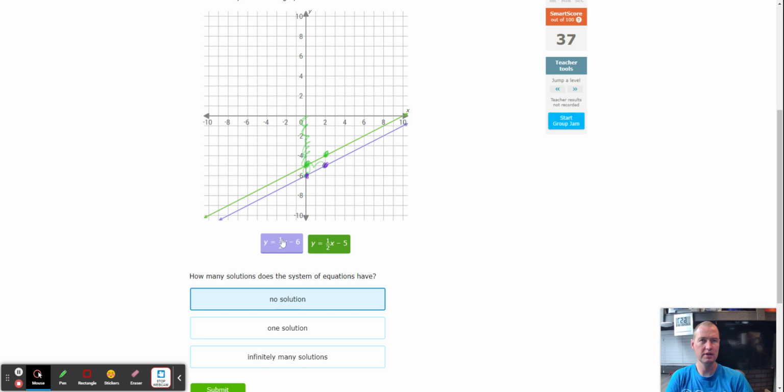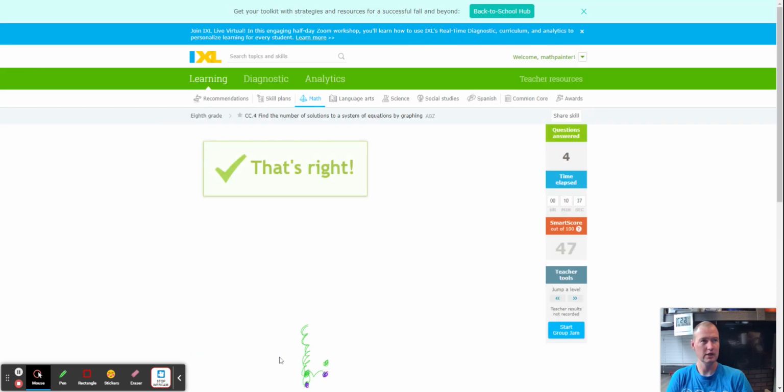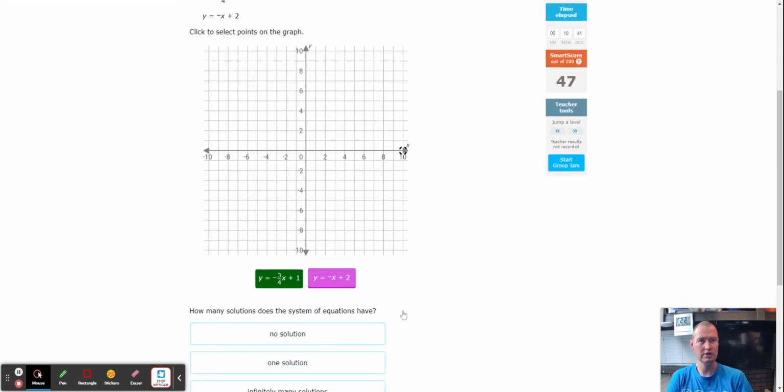So remember we talked before, same slope. It has to be no solution or infinite solutions. Now, in order for it to be infinite solutions, the y-intercepts have to be the same. So now we can actually do this without the graphing. I'm going to show you on the next problem how to do this without graphing. You still have the graph for IXL, but if you just want to know how you can tell by looking at the equation, you can't. Okay, turn this one in. We're at smart score 47, 4 questions answered. Okay.